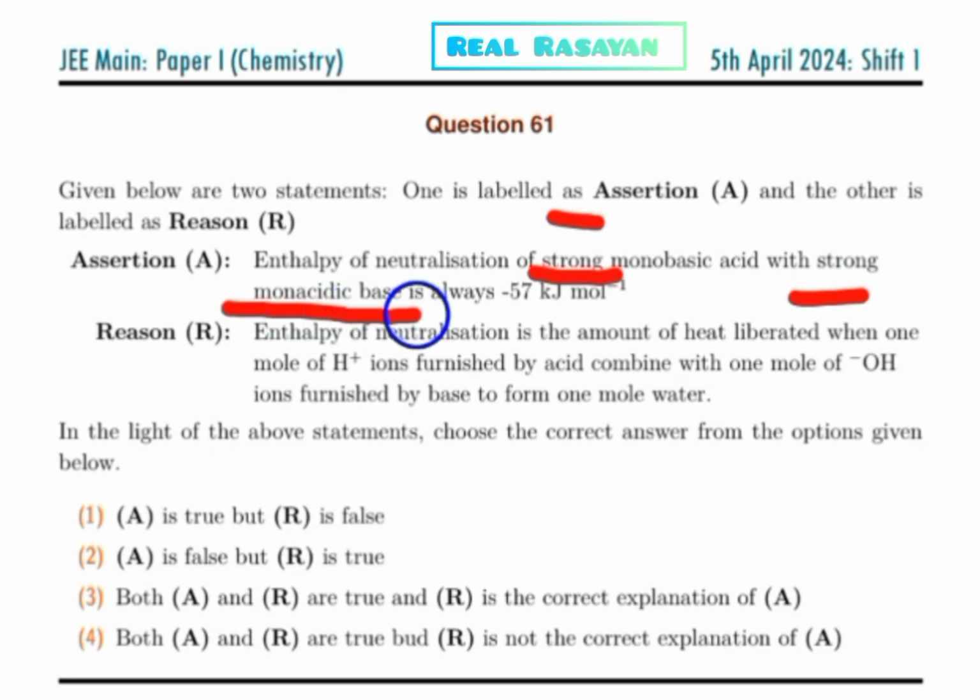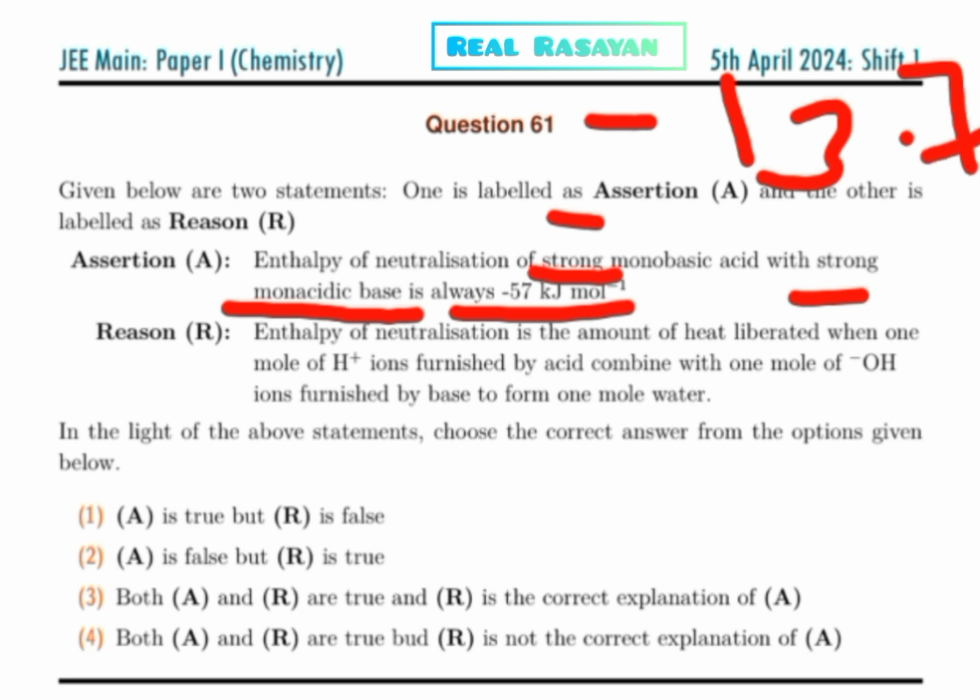In the case of these strong acids and bases, the enthalpy of neutralization is constant, approximately minus 13.7 kilocalorie, and in kilojoule per mole it will be minus 57 kilojoule per mole.